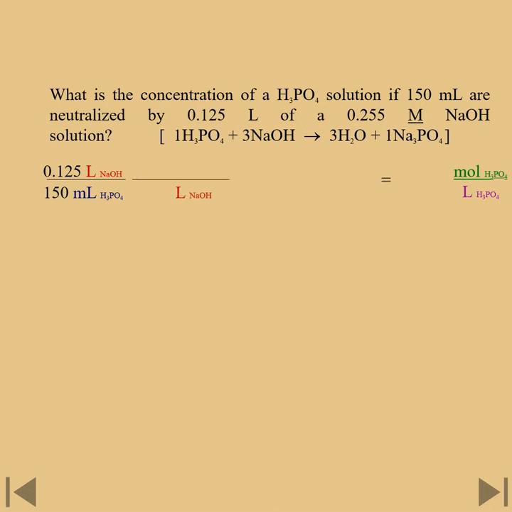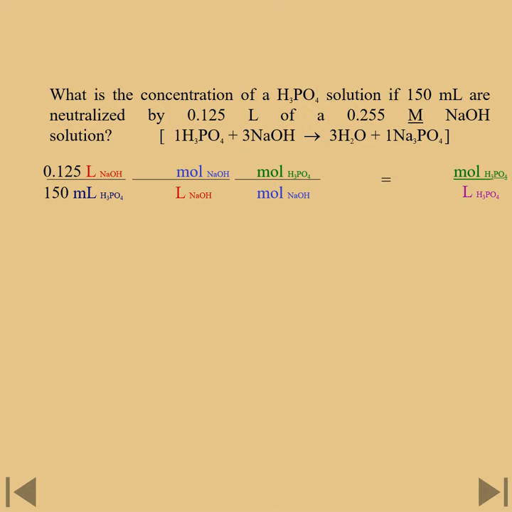Okay, on to step 3, out of liters of sodium hydroxide. Can we go straight from liters of sodium hydroxide to moles of phosphoric acid? No, but I can go to moles of sodium hydroxide using that concentration term. And then from moles of sodium hydroxide, we can go to moles of phosphoric acid. This is very much what we did in the previous problem.